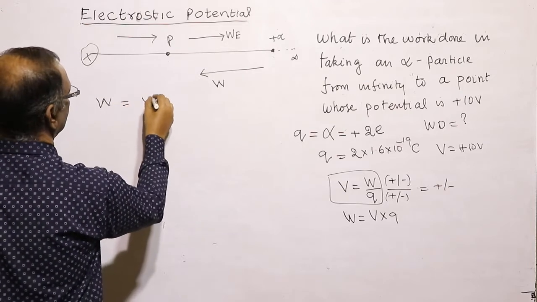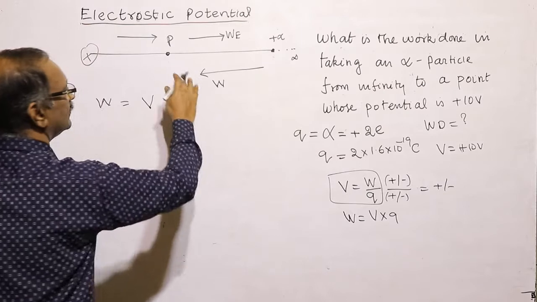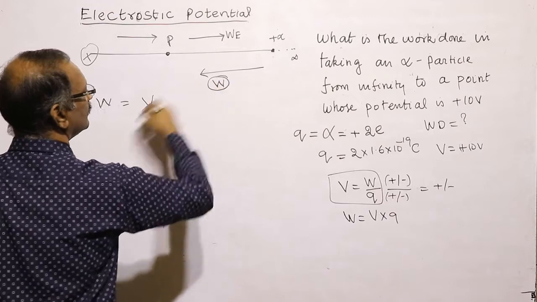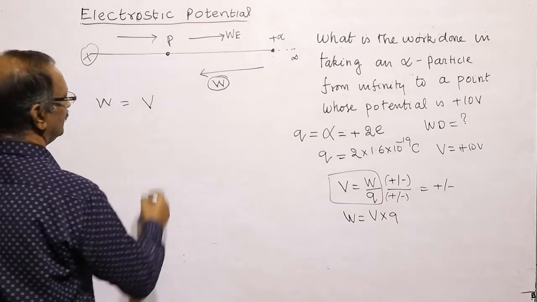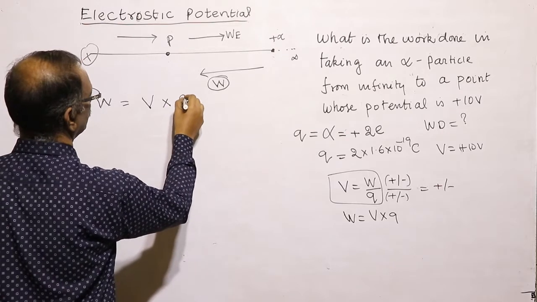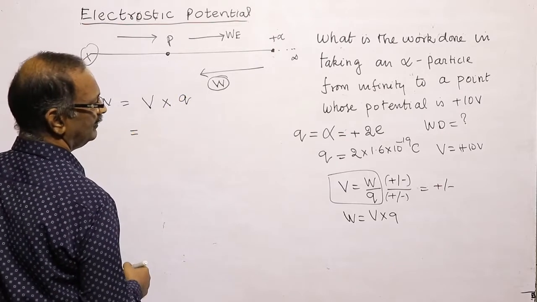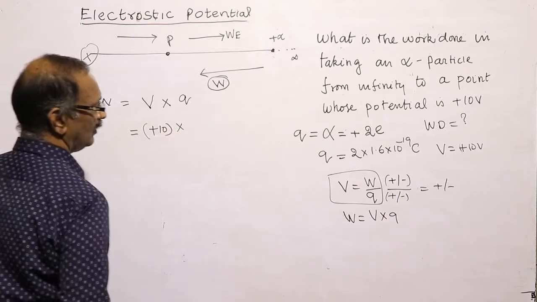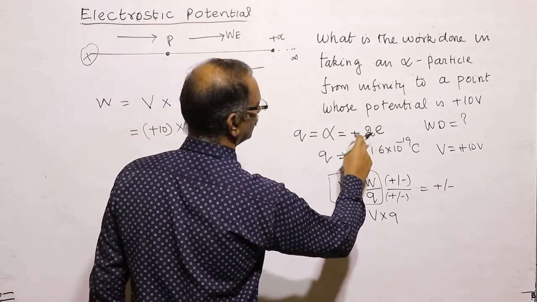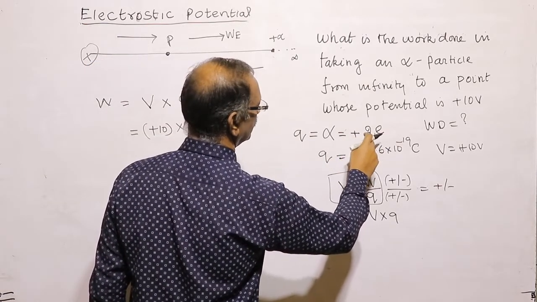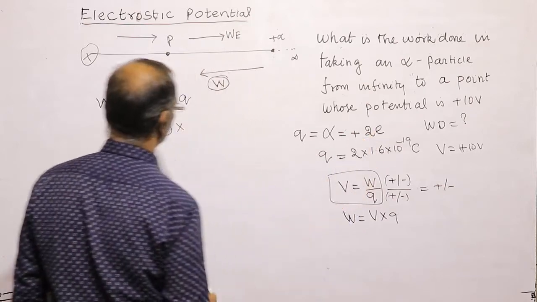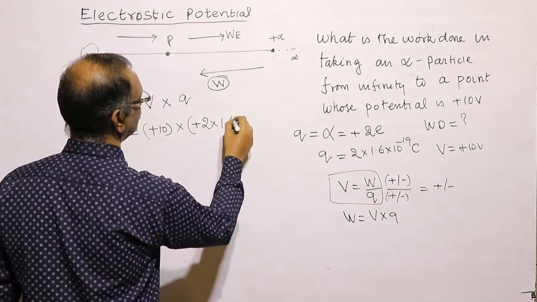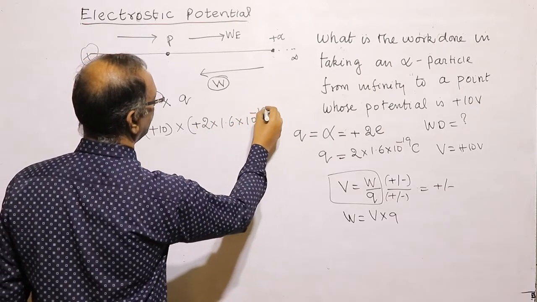So work done is equal to potential into charge. It means we are finding from here to here. In taking an alpha particle from infinity up to this point, this work done we are going to calculate. So work W is equal to V into Q, where V is equal to plus 10 into Q. What is the Q? Alpha particle is a positive particle having 2 electrons. So this will be 2 into charge of 1 electron, 1.6 into 10 to the power minus 19.